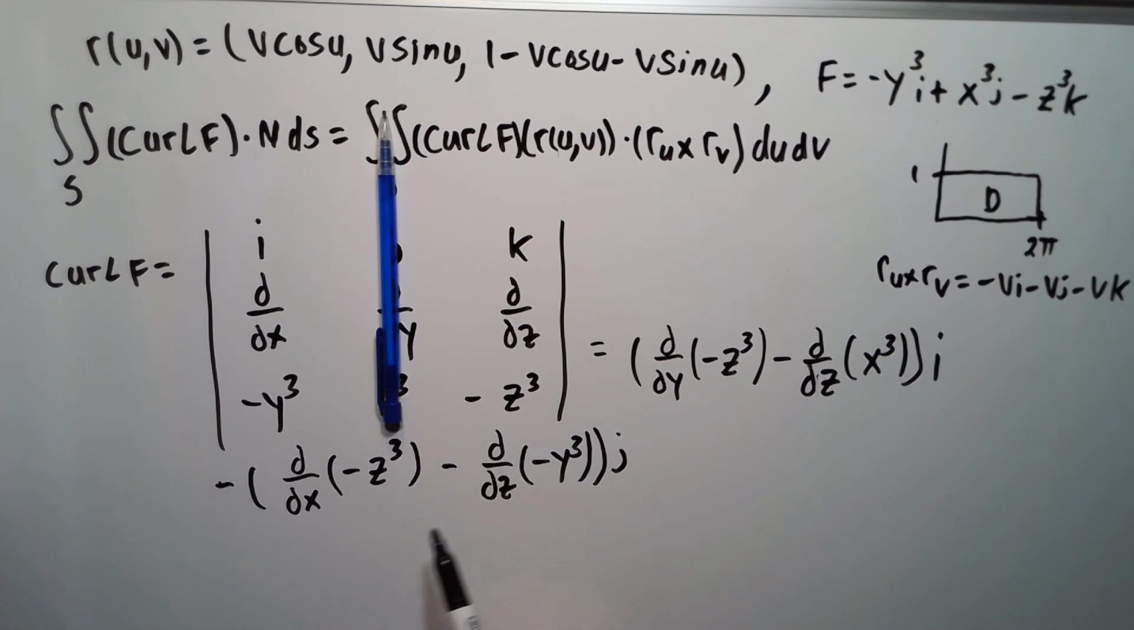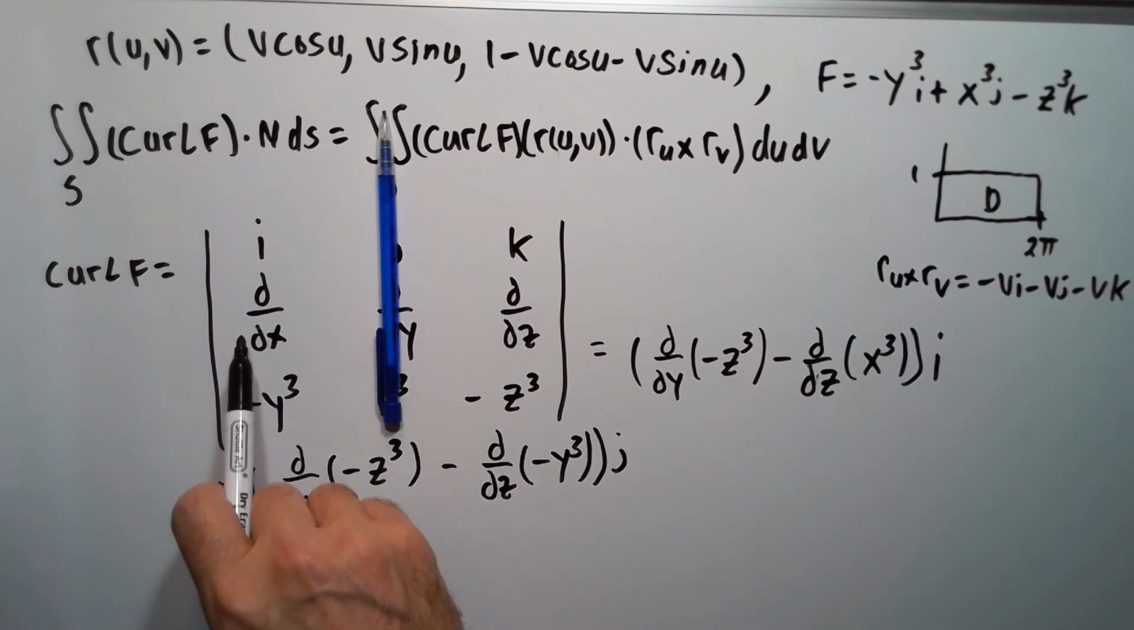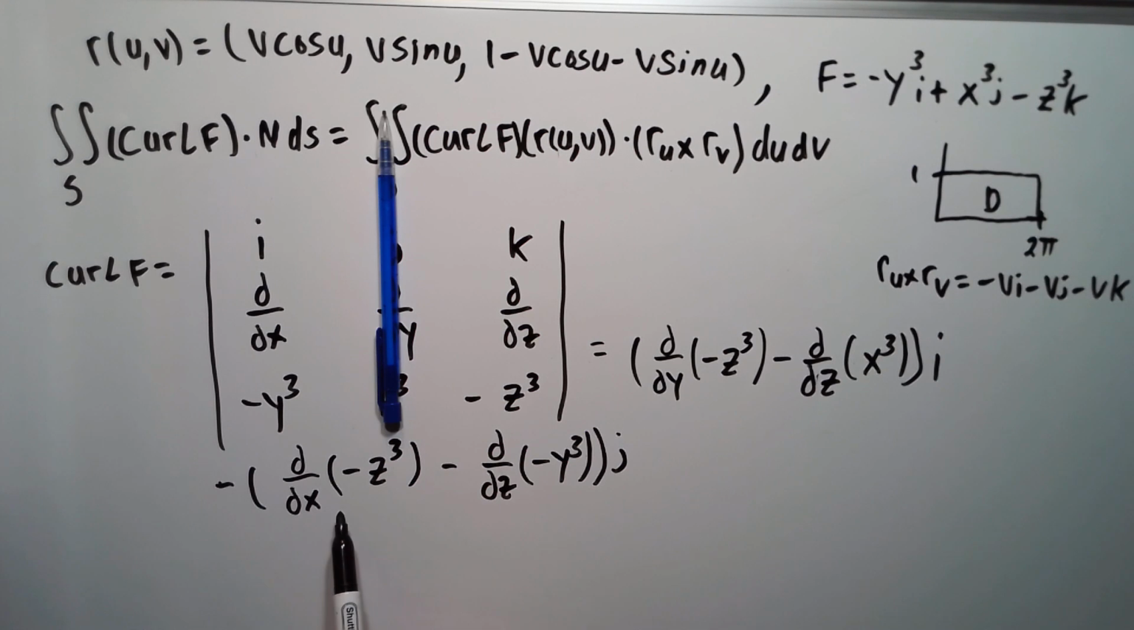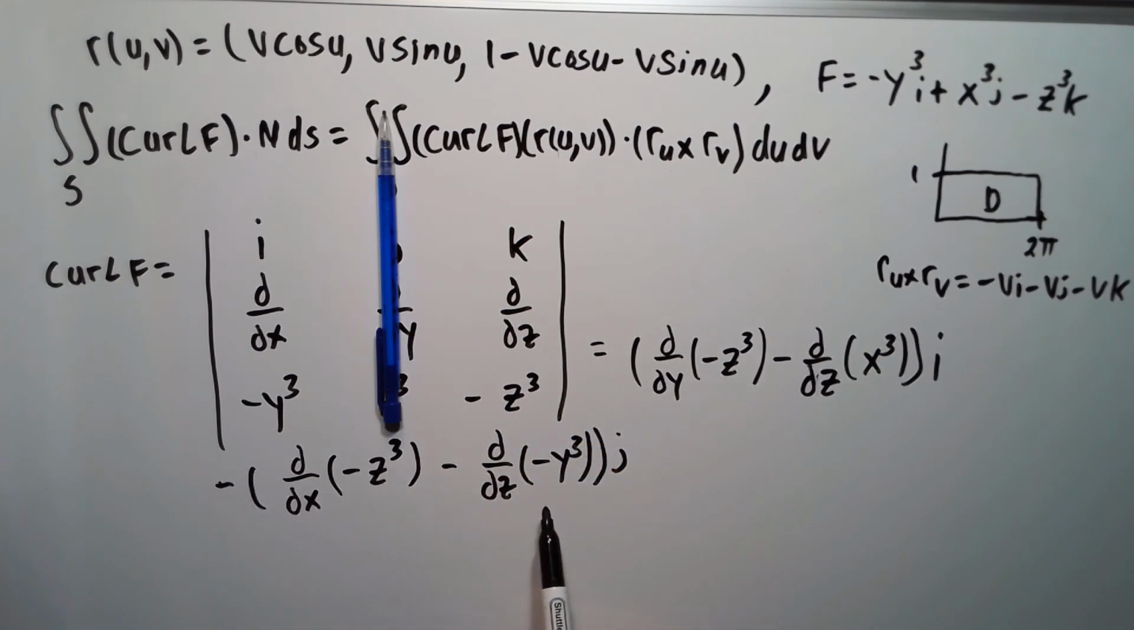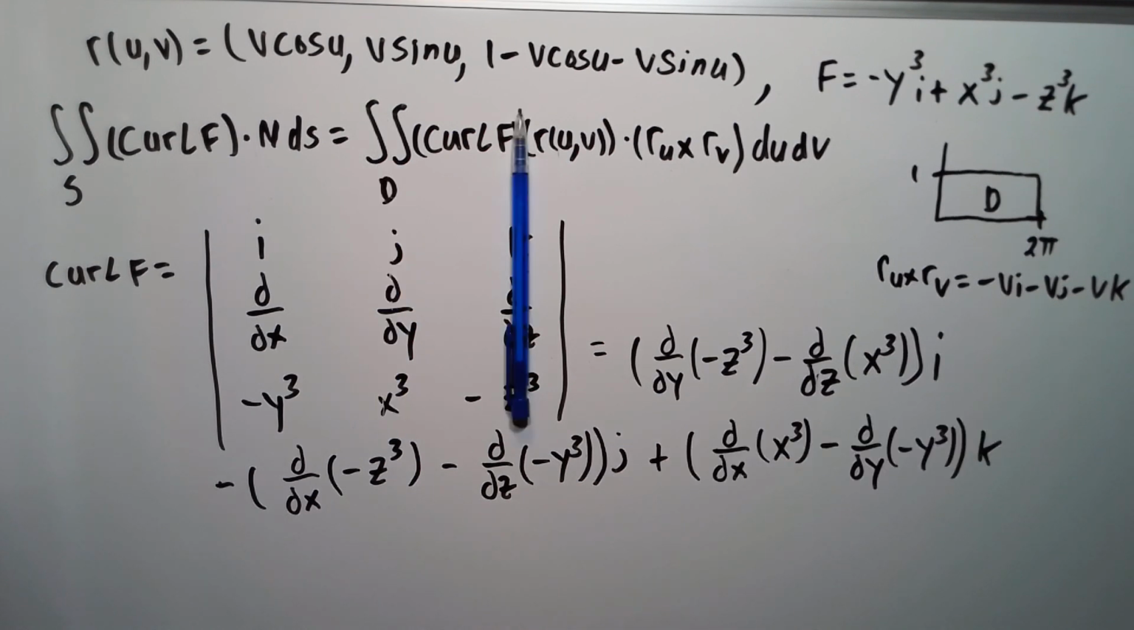So doing the j1 will be the partial x operator acting on negative z cubed, which I have here, then minus the partial z operator acting on negative y cubed, which I have here. And lastly, let's do the k1. For the k1, we'll have the partial x operator acting on x cubed minus the partial y operator acting on minus y cubed. Okay, so let's work these out then.